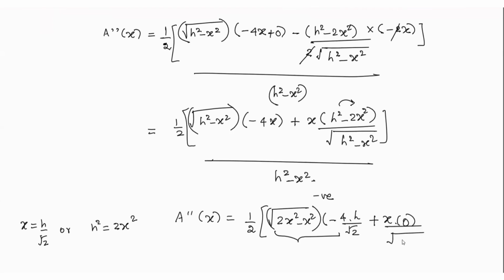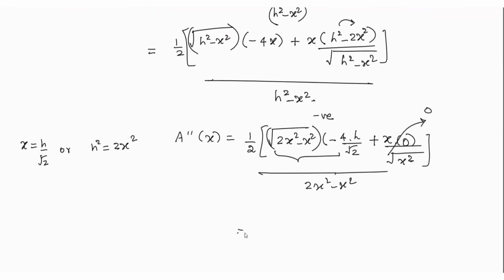So irrespective of whatever it is, this term entirely has become 0. So h square is what? 2x square. So this becomes x square. The whole divided by this will be h square minus x square. So h square is what? 2x square. 2x square minus x square.